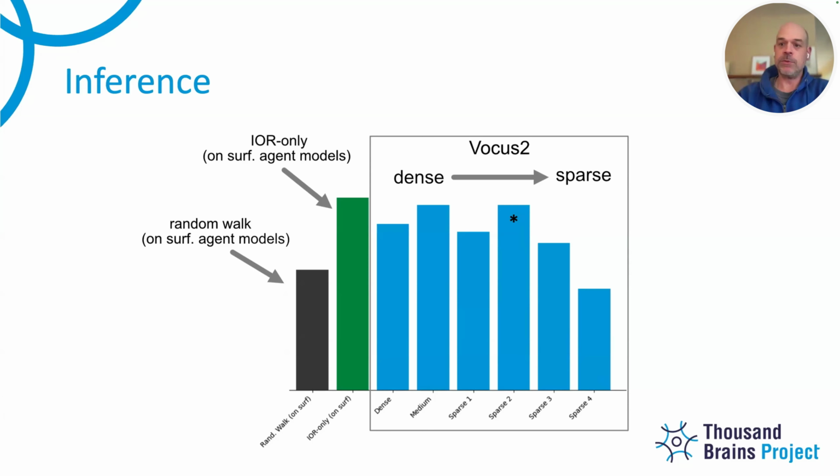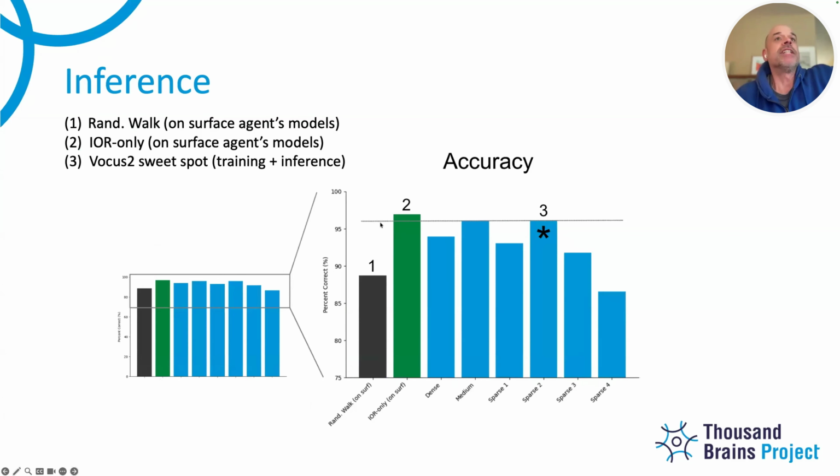The green one is from when Tristan and I merged the Salience SM that had uniform salience, so it's just inhibition of return and the look-at policy. And then all these blue ones here are VOCUS. We're training models using VOCUS and performing inference, and they're getting sparser and sparser. That little star there is my sweet spot, so you can keep an eye on that. So here's accuracy. We had a nice jump in accuracy when we switched to that inhibition of return.